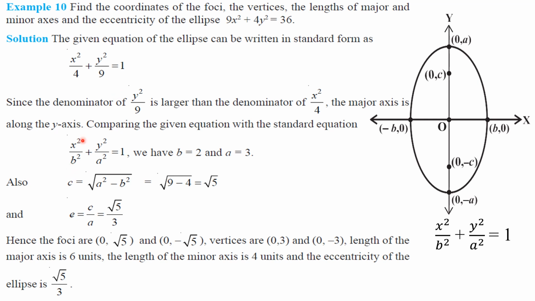What is the b square value here? 4. So what will you get? b is equal to 2. What is the value of a square? a square is equal to 9. Then what will you get? Value of a? 3. Understood these two values, my children?